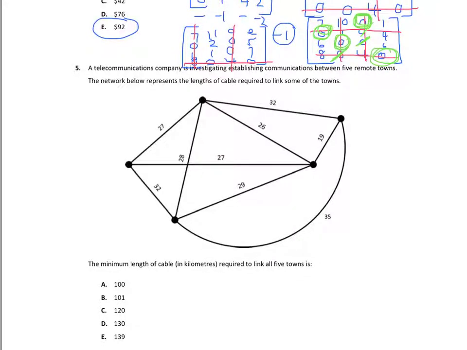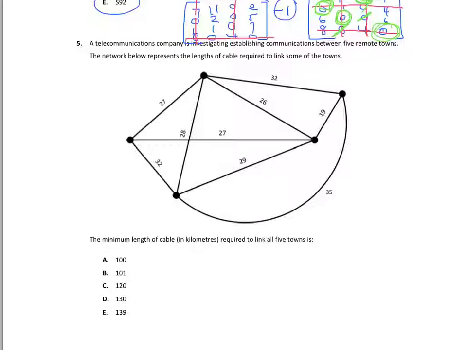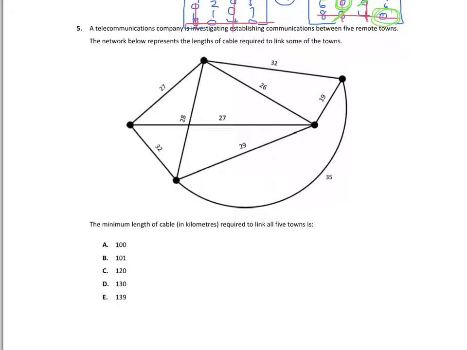Okay, so question 5, looking at a telecommunications company, wanting to represent the length of cable between the 5 towns, the minimum cable that's required to link. They're actually asking for a minimum spanning tree here. So we look for our smallest value. We've got a 19, so I'm going to use that cable there. The next smallest number is a 26, so let's use that edge there.